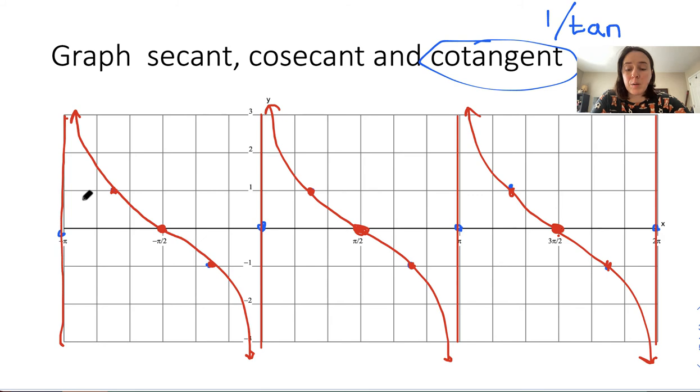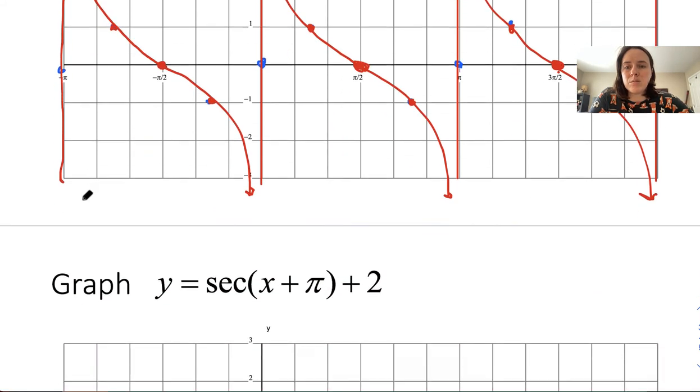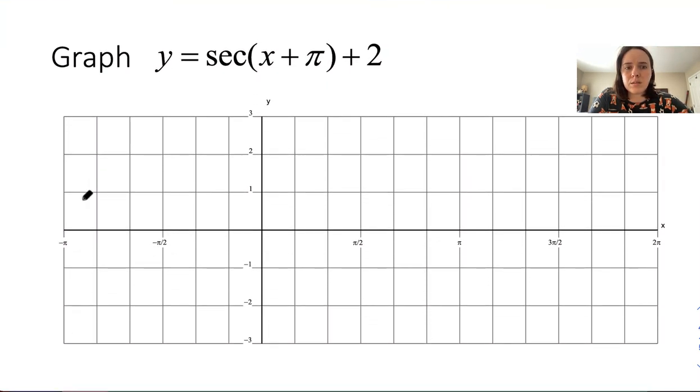Okay, so that's how we graph our basic ones. So what happens if we want to graph harder things? Let's say we want to graph the secant of (x plus pi) plus 2. So we want to do the same thing that we would with our periodic functions. We start with secant, which is the reciprocal function of cosine. So let's start by seeing what cosine of (x plus pi) plus 2 looks like.